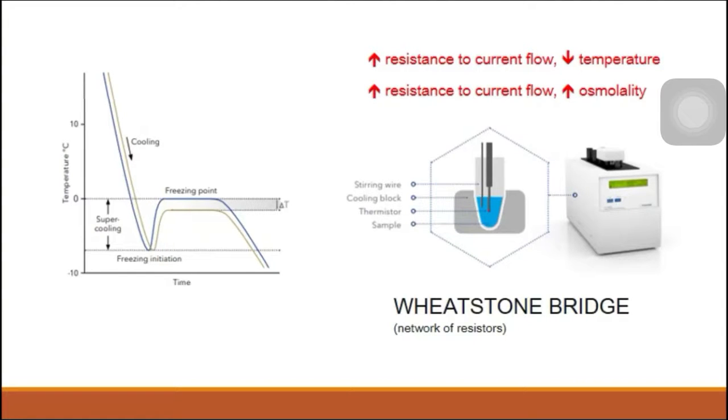Now, when the sample is frozen, the bridge is balanced using a calibrated variable resistor so that no current flows to the readout. So, the resistance required to balance the meter is equal to the resistance of the thermistor. And thanks to the resolution, the freezing point temperature is exactly determined, and even small differences between the osmolality of the two samples can be measured.